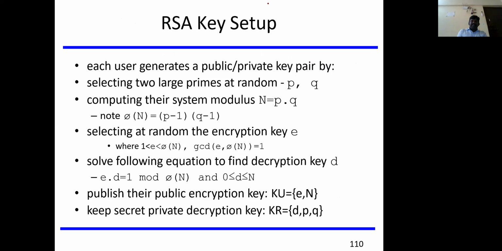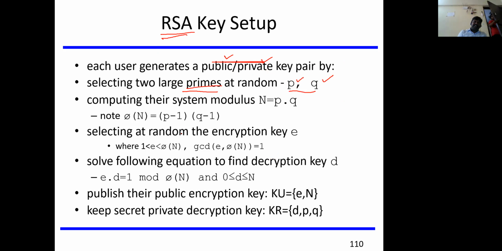I'll start with the algorithm part. First, if there are two users who want to send a message, they need to select two keys: one is a private key and the second one is a public key. This RSA algorithm works based on prime numbers. You all might know what is meant by prime numbers. The first step is to select the prime numbers, let's assume P and Q.